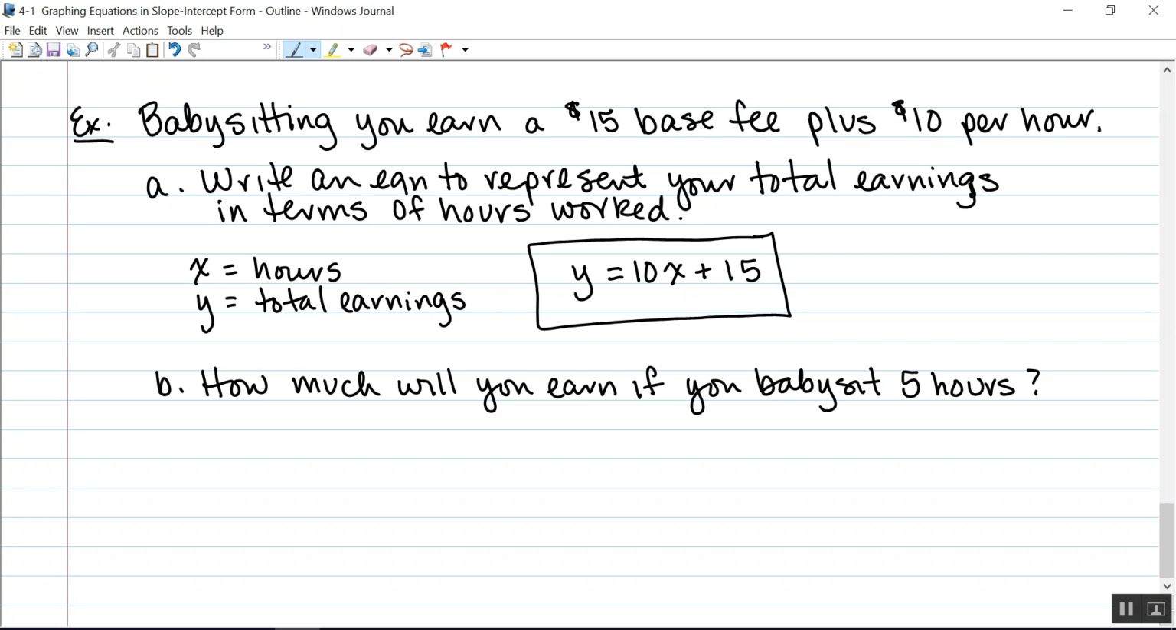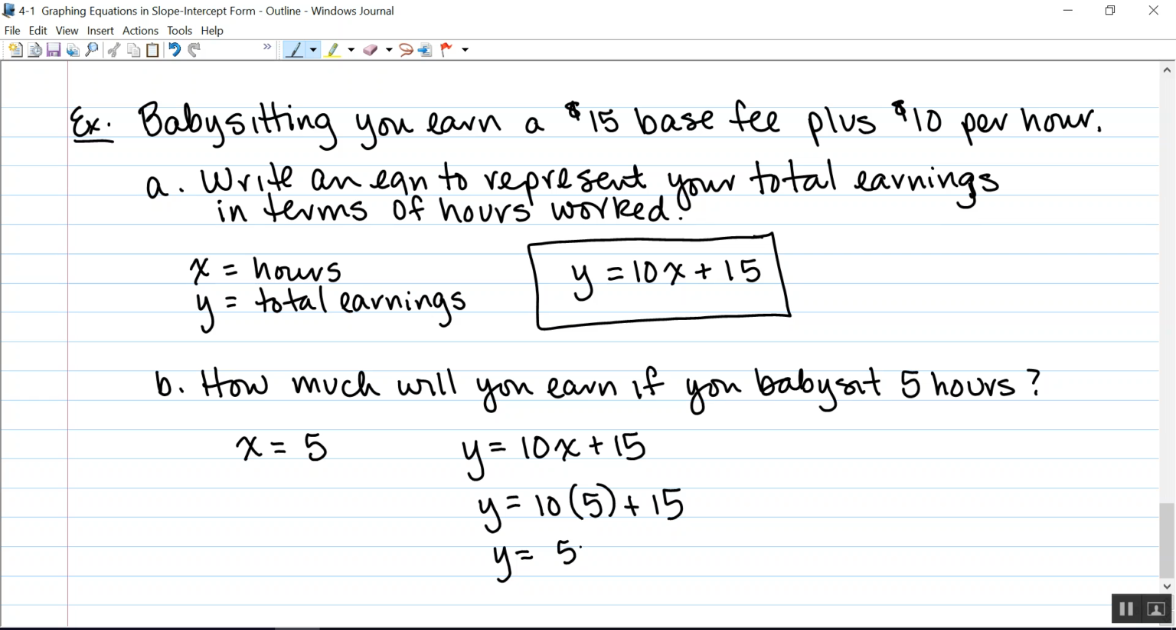Part B says, how much will you earn if you babysit for 5 hours? So what if your number of hours you babysit is 5? So we're basically just going to take that equation that we wrote in the first part, and notice y is total earnings, and that's what we're looking for. And we're going to plug in 5 for x, because that's the number of hours that you babysit, plus 15, and now we'll just simplify this. So if you babysit 5 hours, you will earn $65.